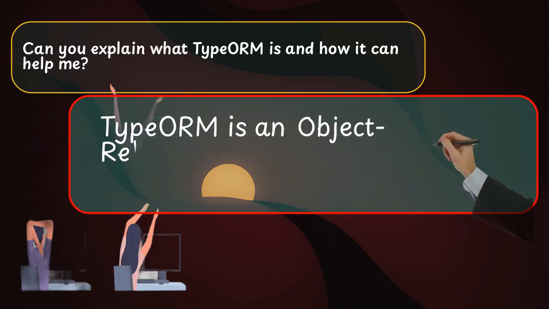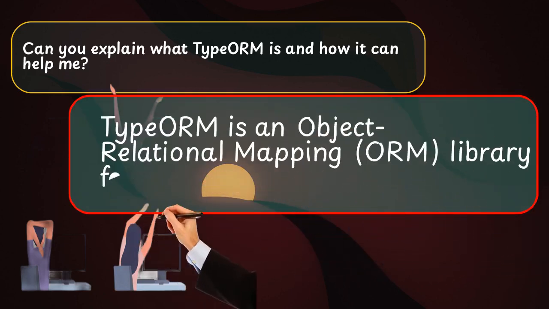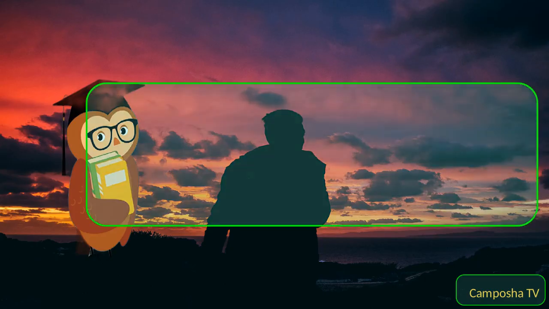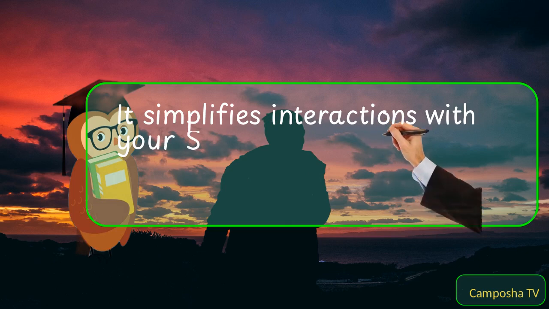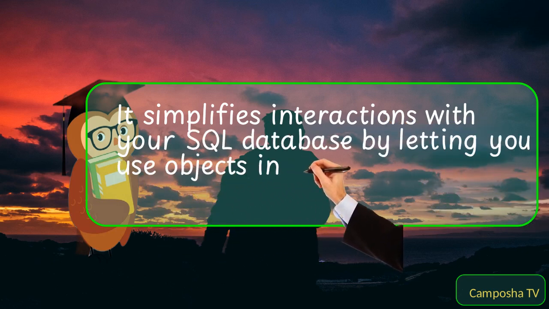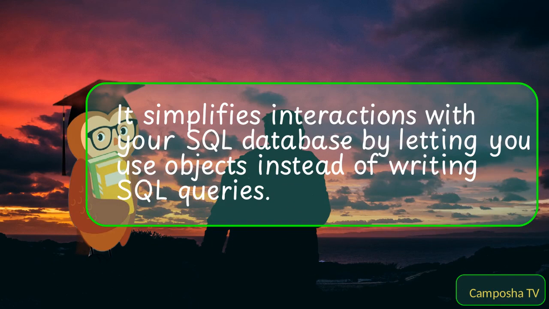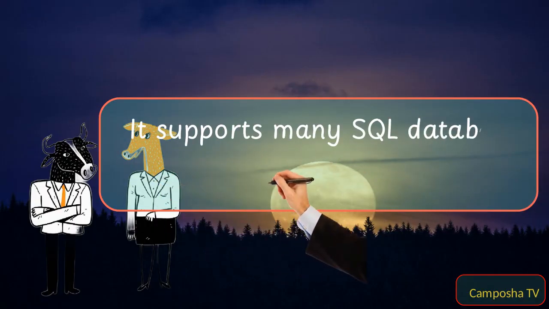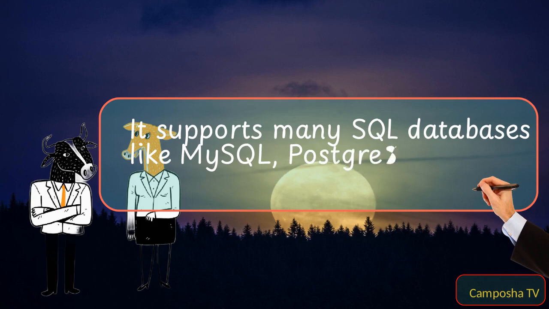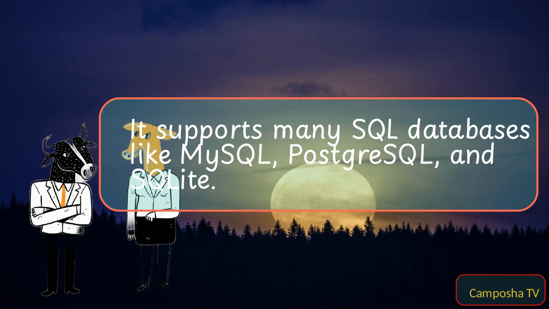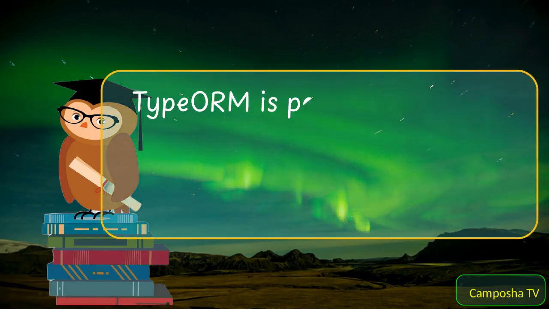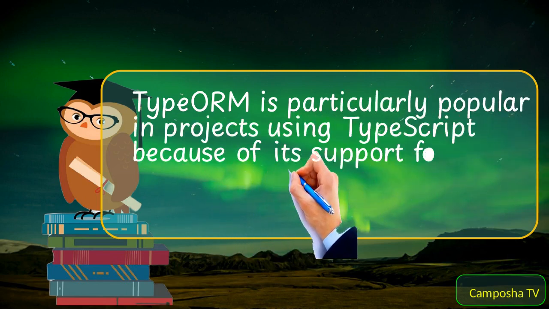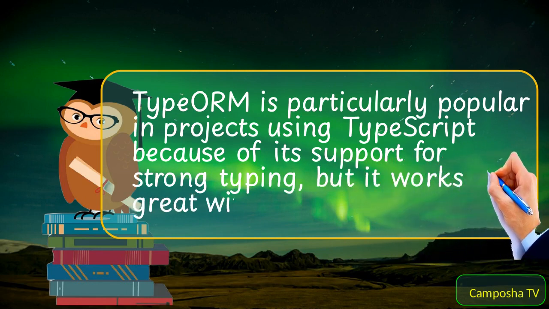TypeORM is an Object-Relational Mapping (ORM) library for TypeScript and JavaScript. It simplifies interactions with your SQL database by letting you use objects instead of writing SQL queries. It supports many SQL databases like MySQL, PostgreSQL, and SQLite. TypeORM is particularly popular in projects using TypeScript because of its support for strong typing, but it works great with plain JavaScript too.